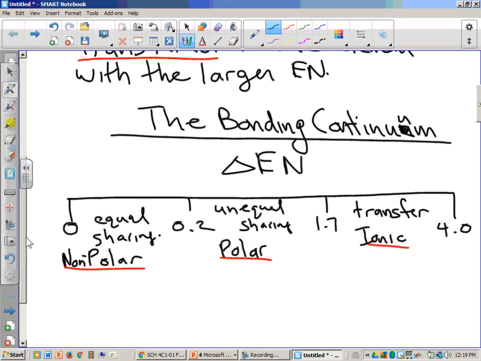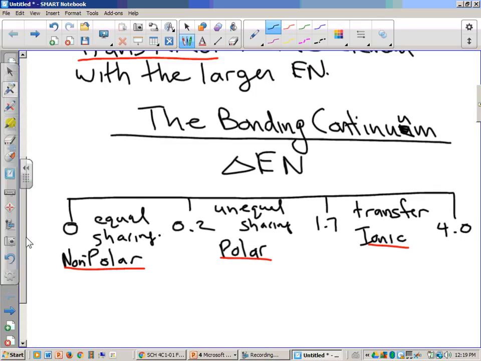I picked 4.0 because that's our biggest number, for fluorine. But if you subtract, you never actually get to 4.0. You actually have to subtract one away. So if you subtract the smallest from the biggest, you get 3.3. Don't worry about it. There's just no number for 4.0. But I've always just memorized it as being 4.0, the biggest possible number you can have.